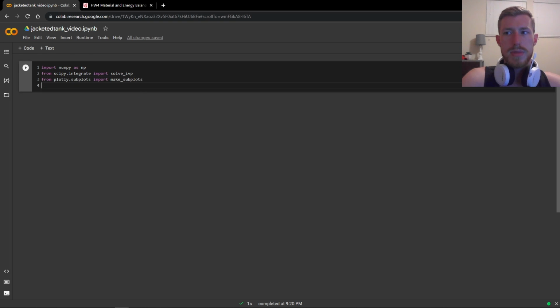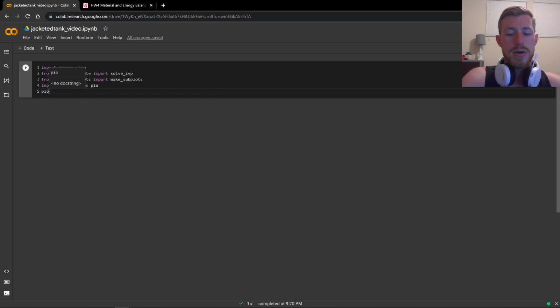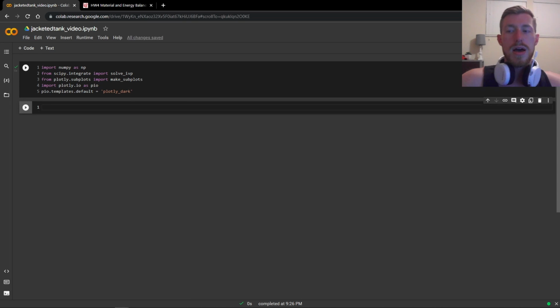And then finally, for my own interest, we're going to import plotly.io as pio, and then we're going to make pio.templates.default equal to plotly_dark. And that will make all of our graphs look nice and dark to match with our window background setting.